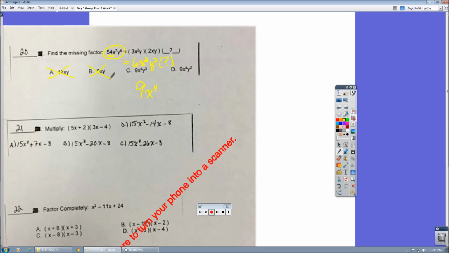So x to the 3rd times what is going to give me x to the 7th? We'll subtract and you get x to the 4th. And that's what we did with the y squared. y squared times y squared is y to the 4th.